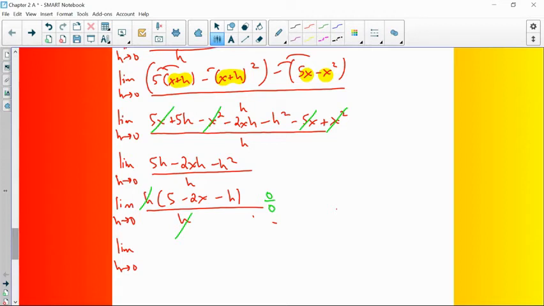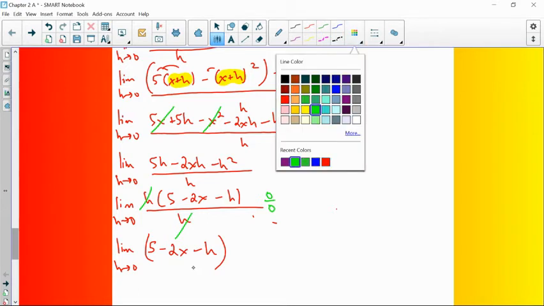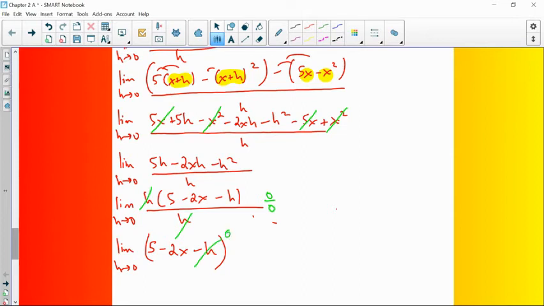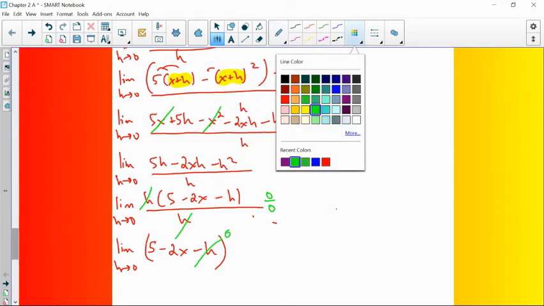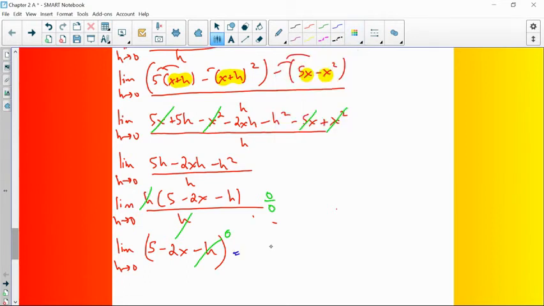So in order to appreciate that and where that comes from, we need to make sure we understand this component part first. Okay, so now I can take the limit because I'm not going to be dividing by 0. I know only the h goes to 0, and my limit value, which is just a function, is equal to 5 minus 2x.